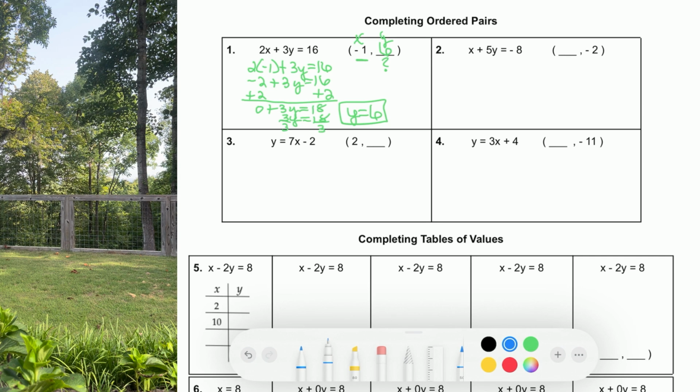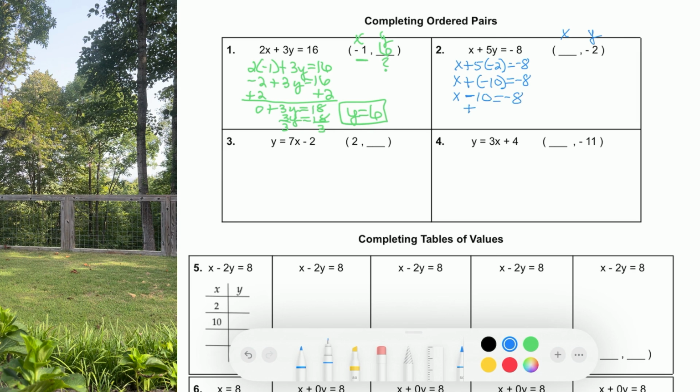I have x plus 5y equals -8. This time they give us our y and we're missing our x. So I'm going to plug in the y value. I have x plus 5 times -2 equals -8. X plus 5 times -2 is a -10 equals a -8. I'm going to rewrite this so I know how to move that -10. I'm going to undo the keep it, change. I'm going to go the opposite direction. So I'm going to keep my x, change my plus to minus, change my 10 to plus.